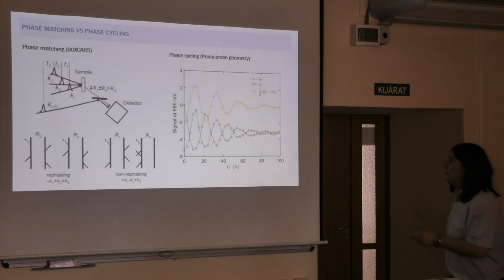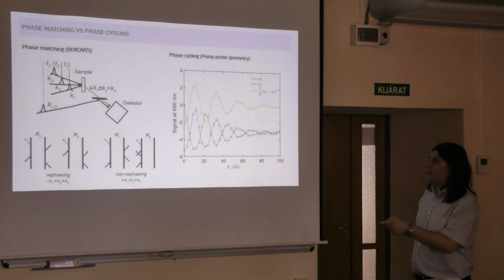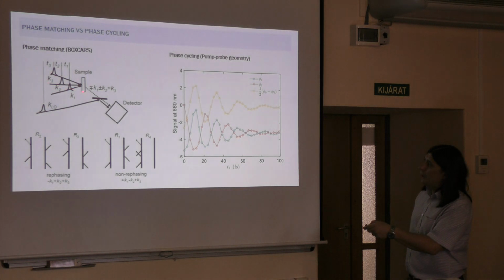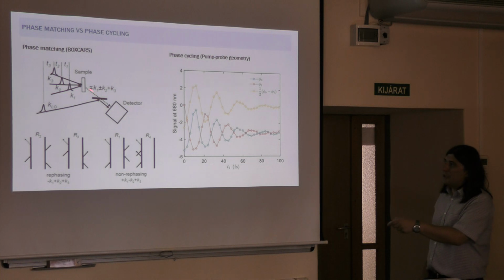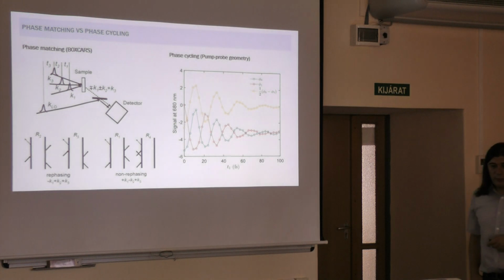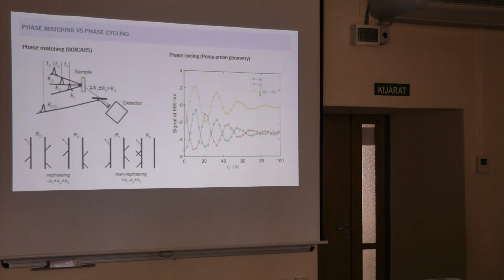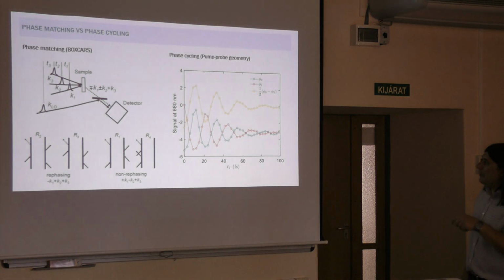So in the first case, in the non-collinear, I think you understood how we collect the signal. We have the phase matching condition, and we just choose the detector to be in the phase matching direction. And then we can choose either the rephasing or non-rephasing. In the phase cycling way to select the signal, which is what we use with the pump probe geometry, it's kind of equivalent, the phase and the wave vector. We can select the signals by their phase dependency.